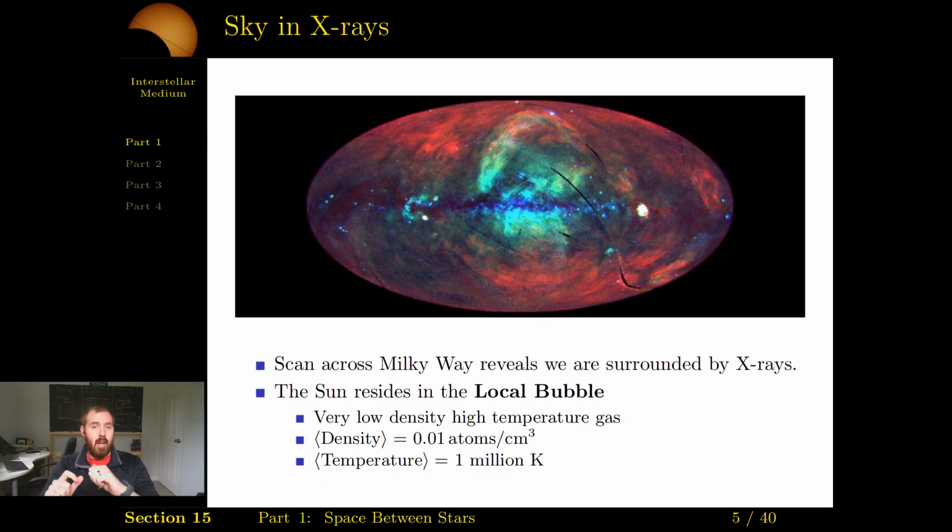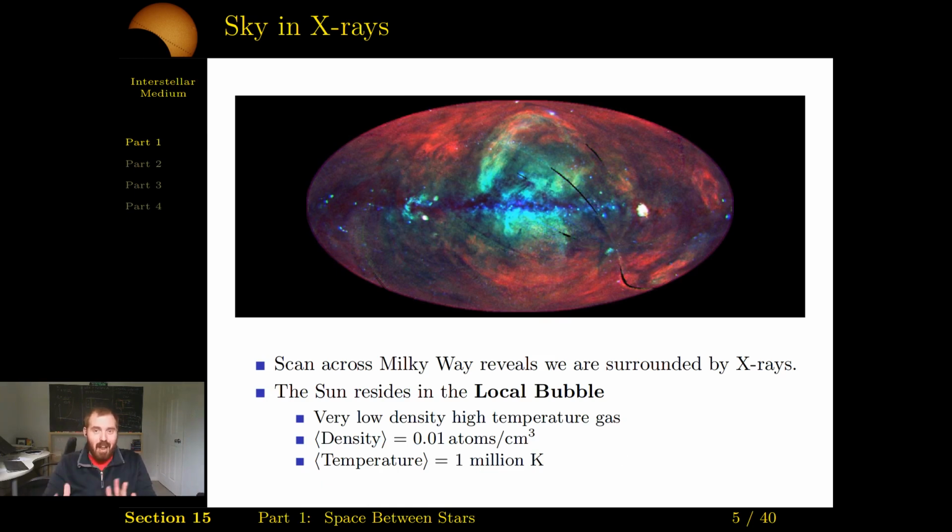Remember when we talked about the outer atmospheric layers of the sun? You had the corona layer, which was low density, high temperature gas. Very similar. In terms of density, we can say what the average density is. We'd say there's about 0.01 atoms every cubic centimeter. So take a small cubic centimeter, and there's only a tenth of an atom in there.